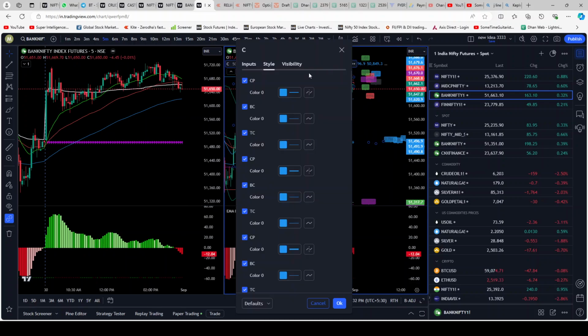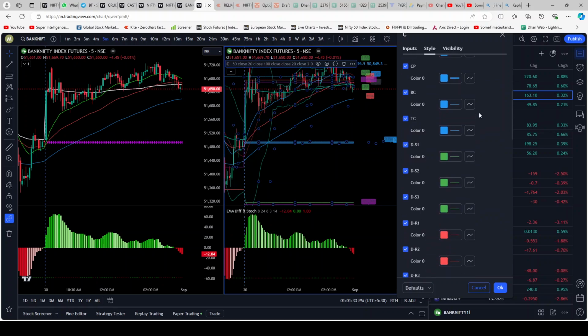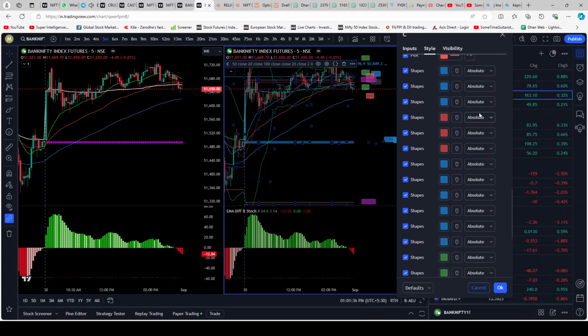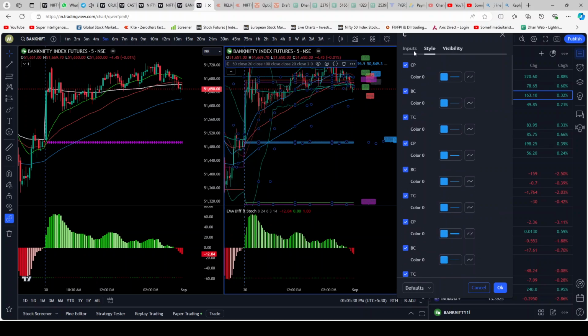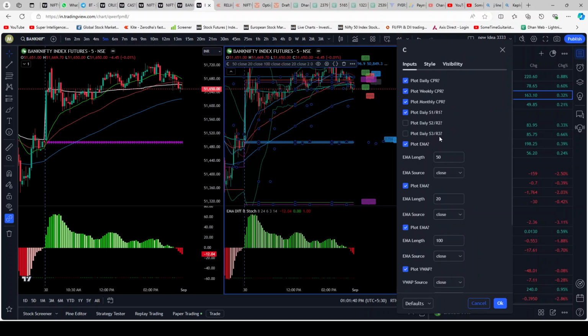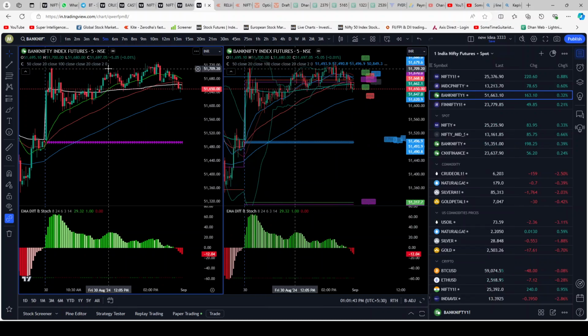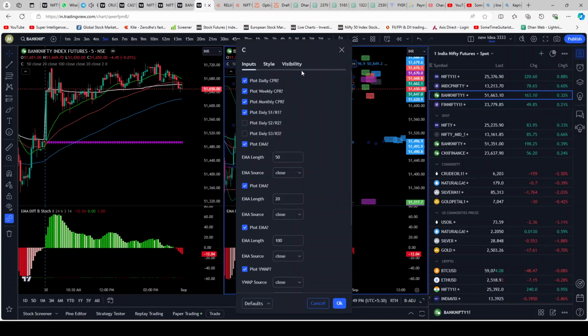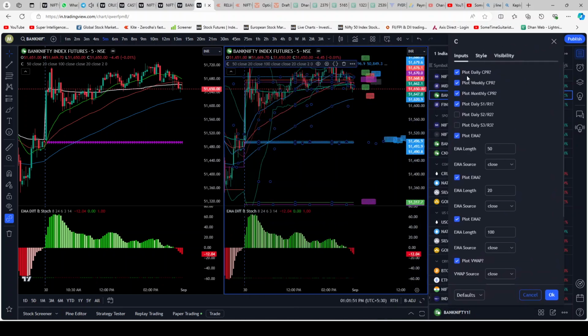So we'll go to the settings, and the settings by default will look like this. All right, so first let's go to input. Input looks like this, and over here I've got all the options. When you click on the settings, you'll find a whole lot of information over here. Plot daily CPR, plot weekly CPR, monthly CPR, plot daily SR1. Let's just uncheck all of this. All right.